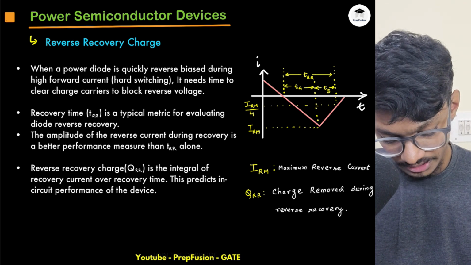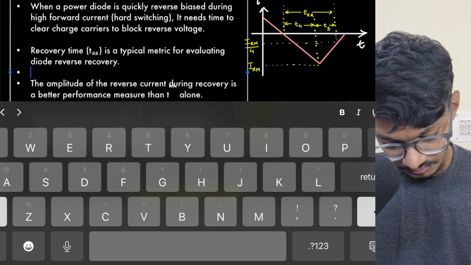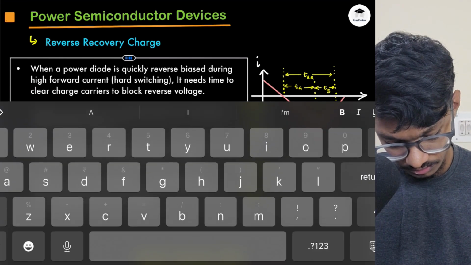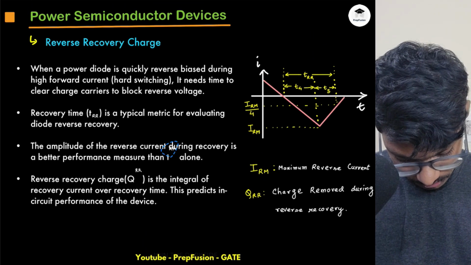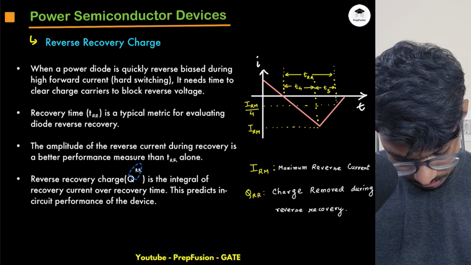Understood. Now here what is happening is that, just let me give a space here. Everything will change now. It is TRR, this is QRR.